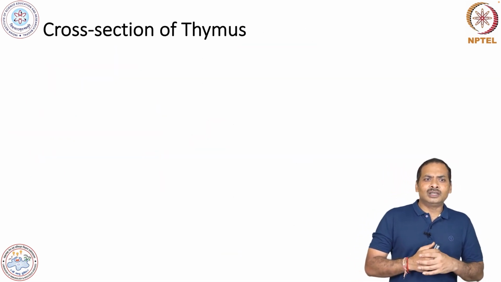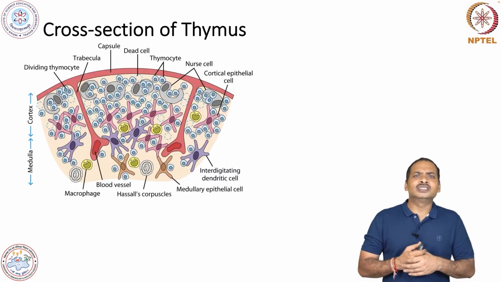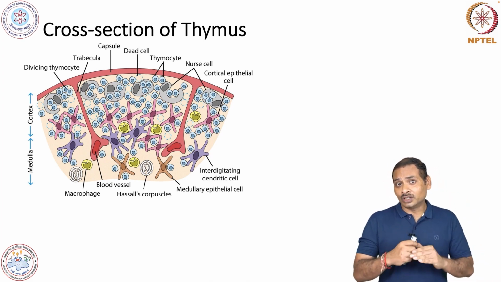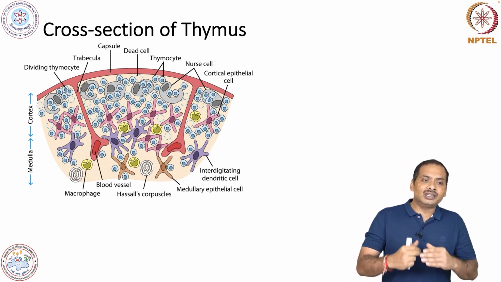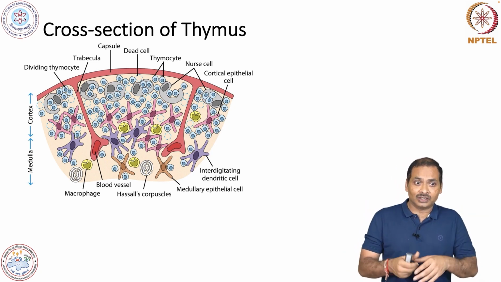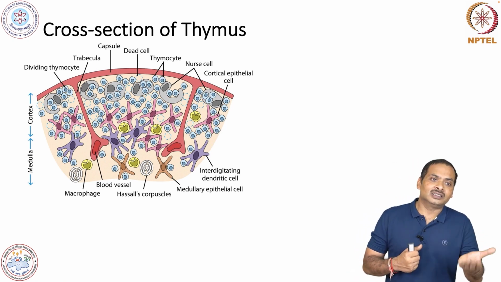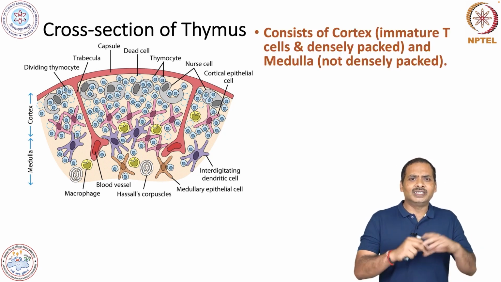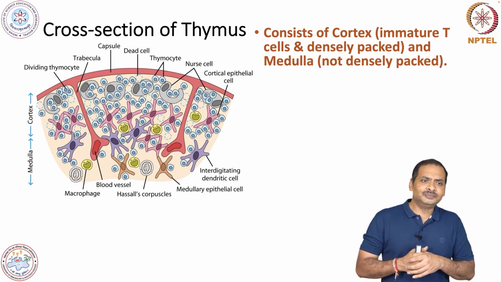Now let's look at the cross section of the thymus, how it looks. Basically, it has two major regions. One is the cortex region, generally the outer region of the organ. And there is a medulla region, which is the inner side of the organ, and here you can see dividing thymocytes. The cortex region is quite densely packed with immature T cells.